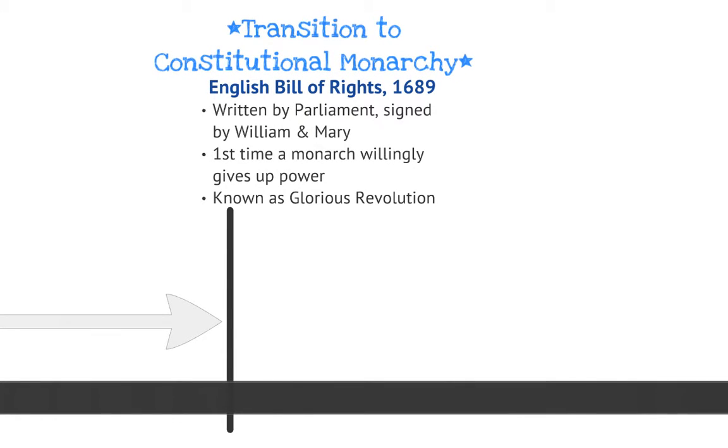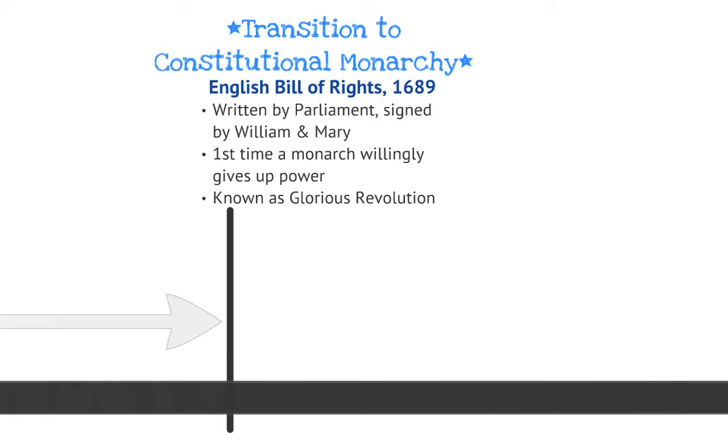Notice it's got the word English in front of it, so it's not the American Bill of Rights, but we're talking about the English Bill of Rights. Now, this English Bill of Rights was written by Parliament, and it was signed by King William and Queen Mary, which, if you've ever been to Virginia, there's a university called William and Mary. But anyway, this is the very first time ever that a king or queen willingly said, okay, I'm not going to be the main guy in charge anymore.